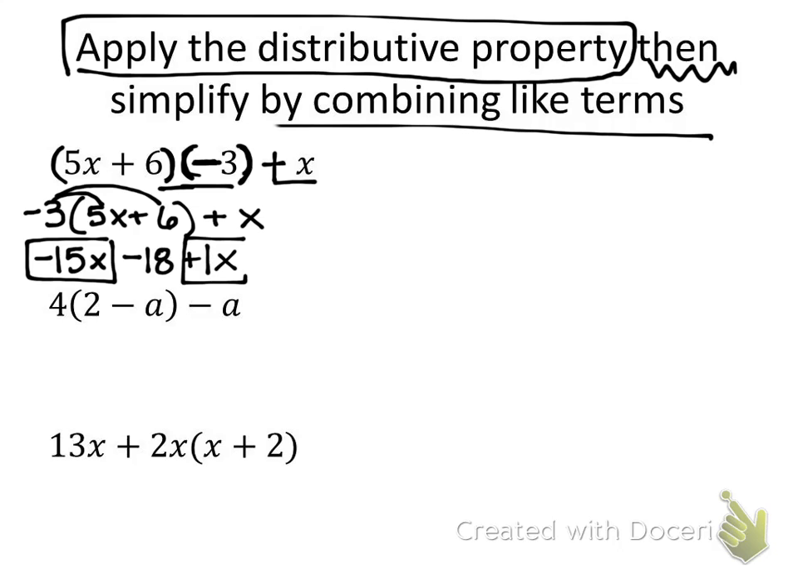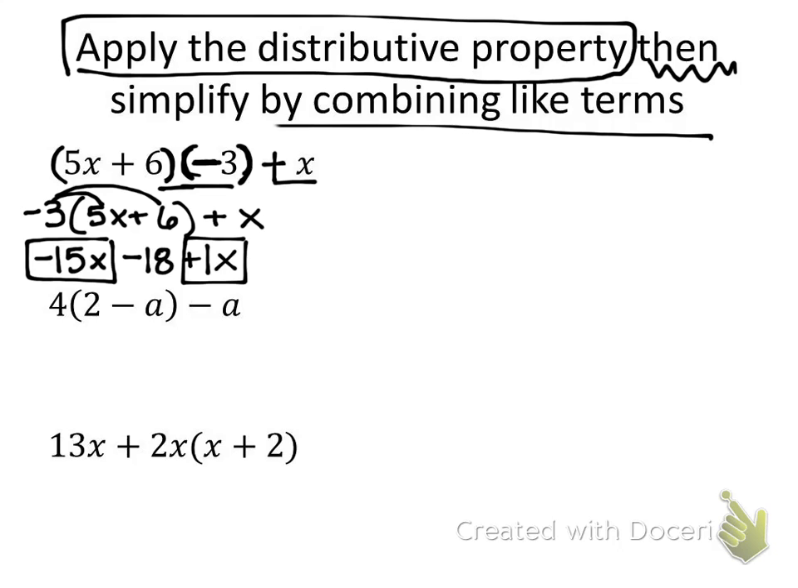-15x and 1x. I know that these are like terms because they both have an x. -18 is not a like term. It does not have an x. So, same signs or different signs here? Anybody? Same signs or different signs? I have -15x and +1x.